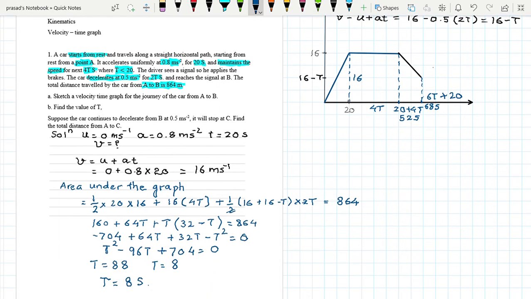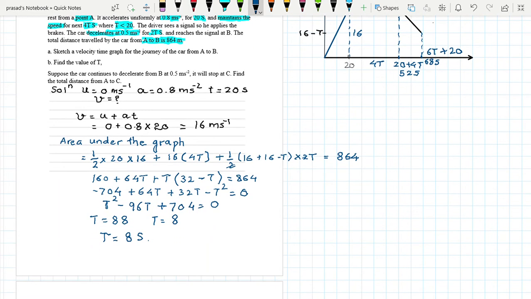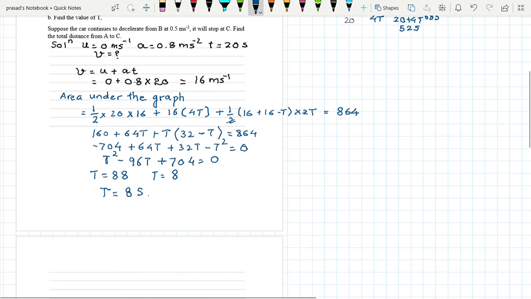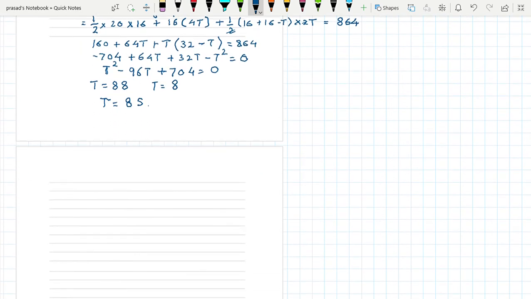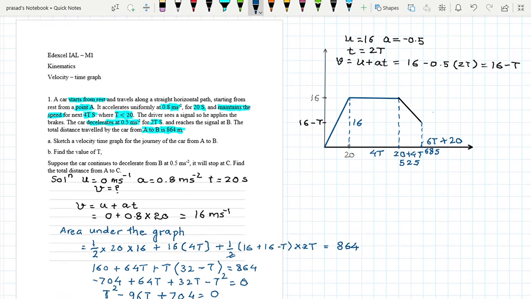Now, in the next part they have said, suppose the car continues to decelerate from B at the same rate of 0.5 meter per second square, it will stop at C. Find the total distance from A to C. So now, what will be the velocity of the car at point B? Put the value of t here, 16 minus 8, that is 8 meter per second.